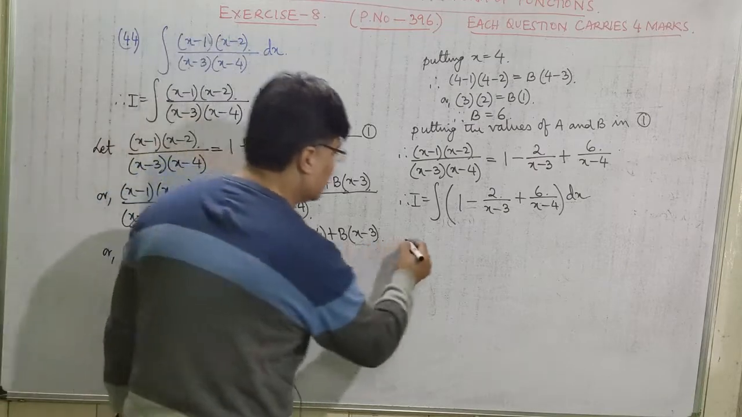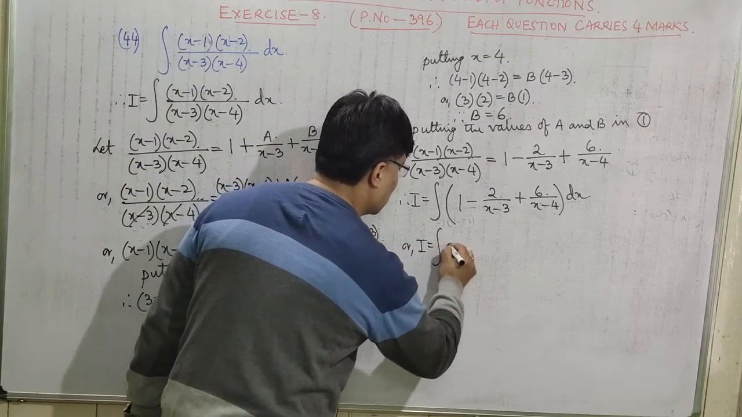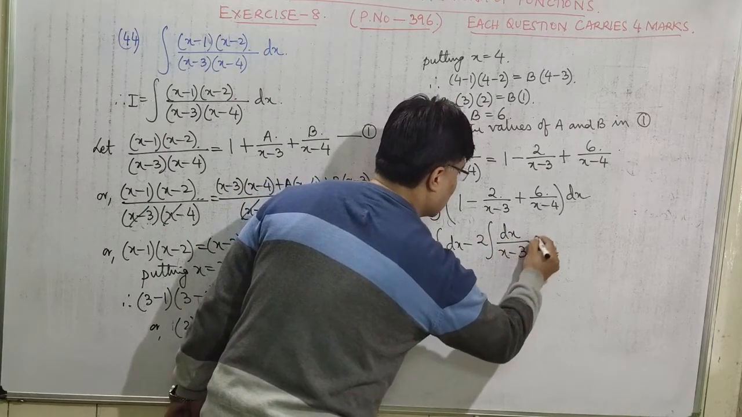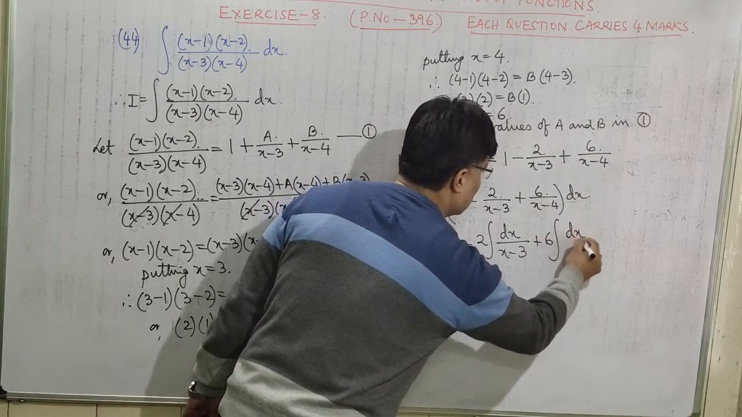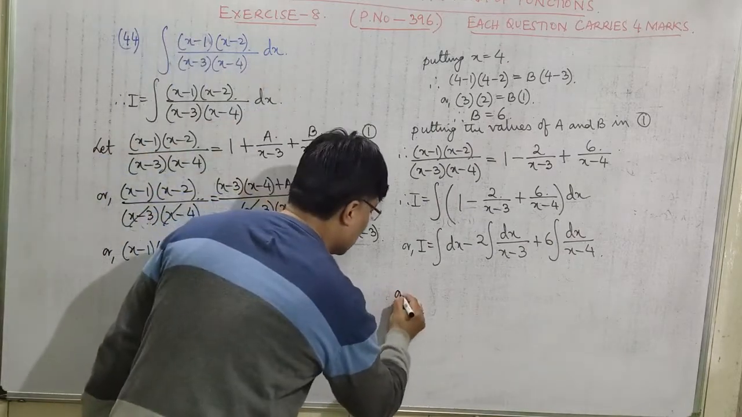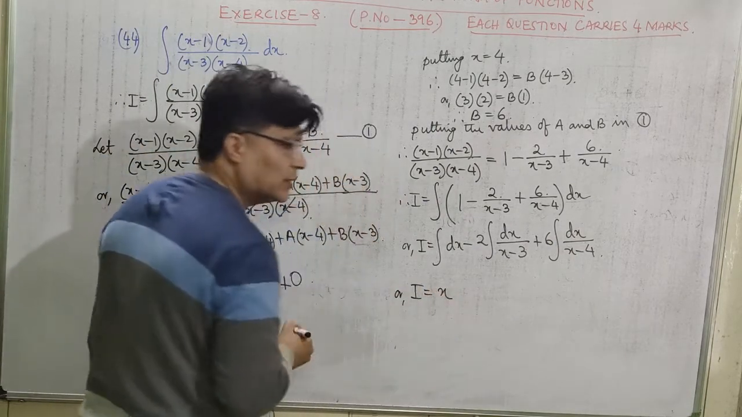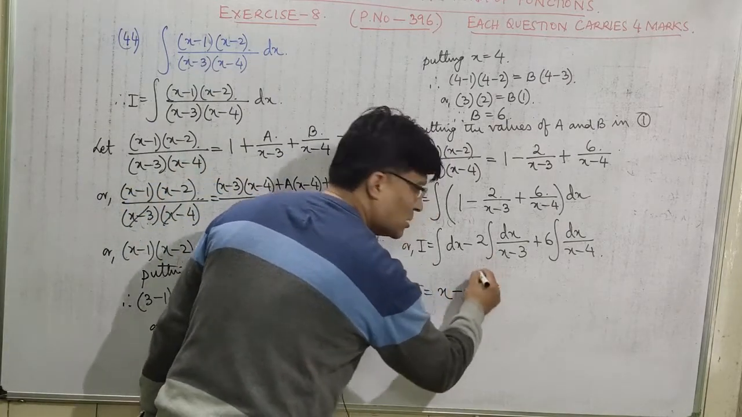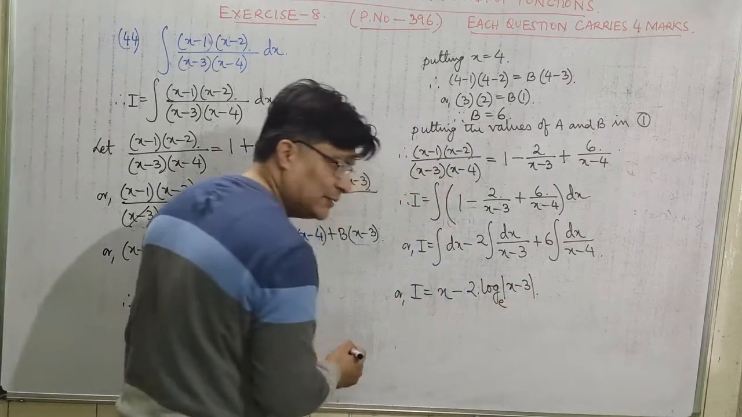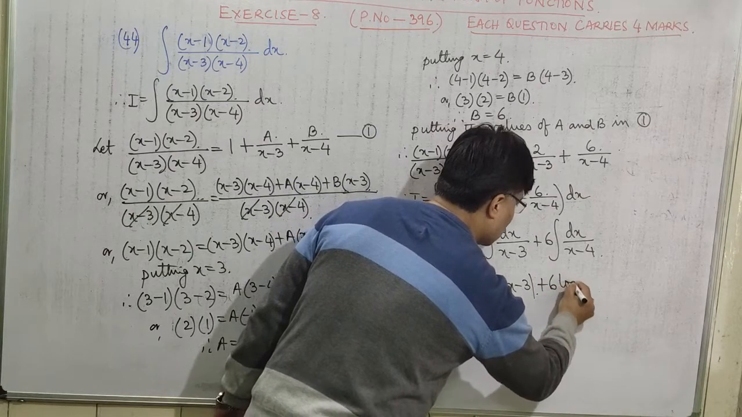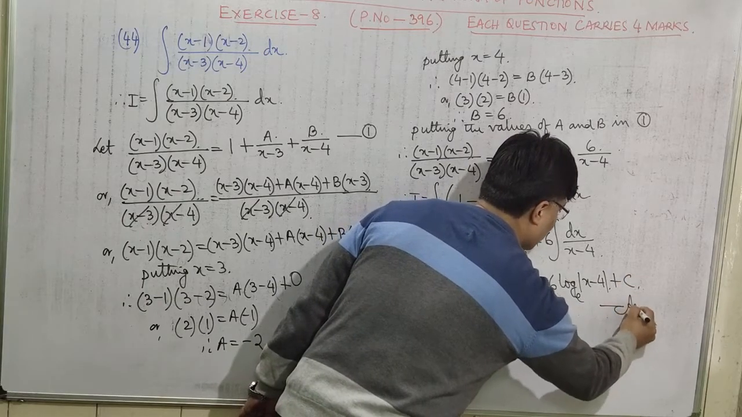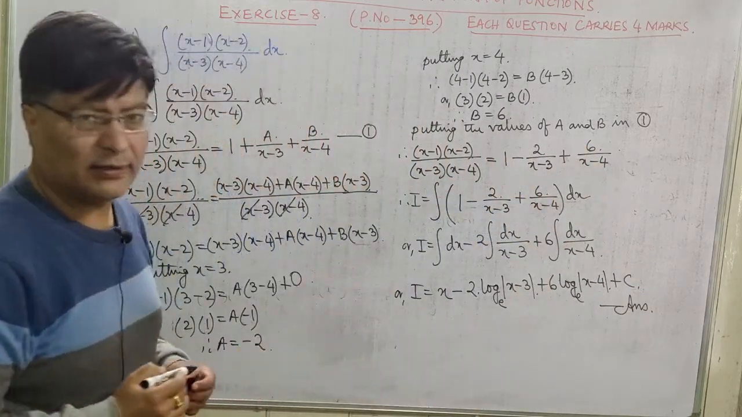Now let us separate the terms. I is equal to integral dx minus 2 integral dx upon (x minus 3) plus 6 integral dx upon (x minus 4). Is that clear? Next, I is equal to, what is integral dx? That is x, minus 2 into, what is integral dx upon (x minus 3)? That is log within mod (x minus 3), the base is e. Then plus 6 into the integration, log within mod (x minus 4), the base is e. Then what do we write? Plus c. So this is the final answer.